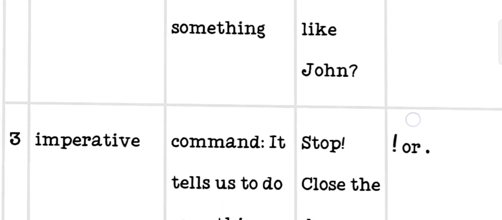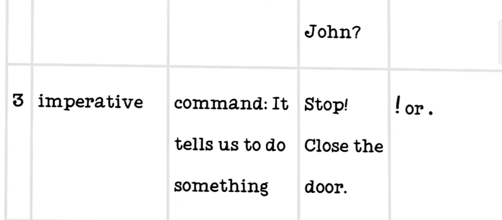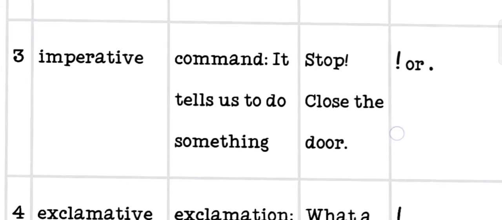Now the third type is imperative. Commands. It tells us to do something. For example, stop, close the door. Sometimes exclamation and at the end full stop. The main important sign is full stop in imperative sentences.